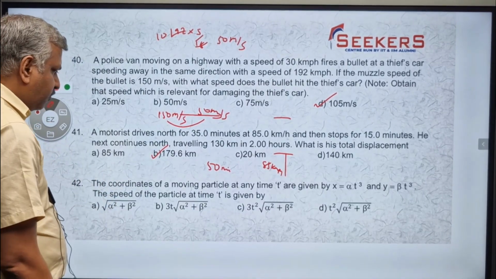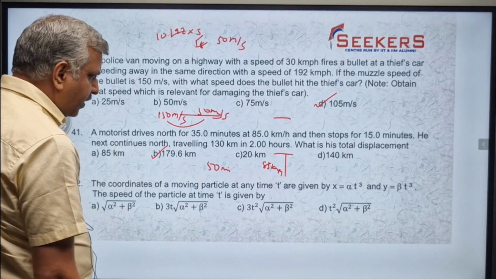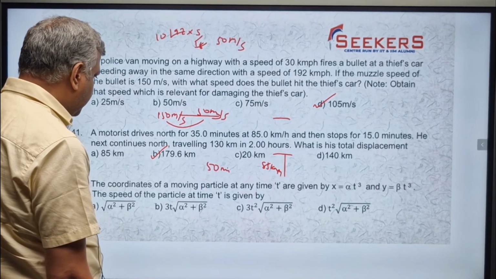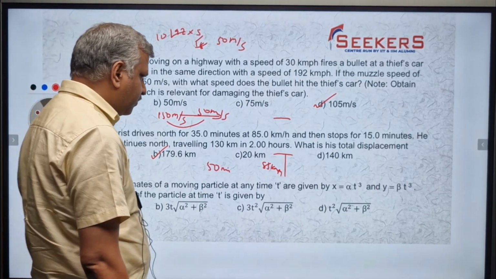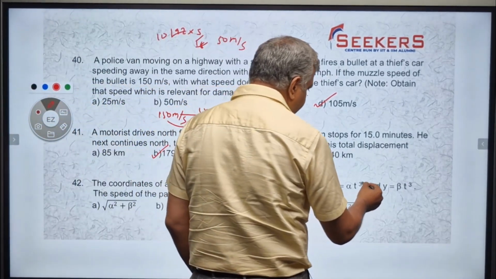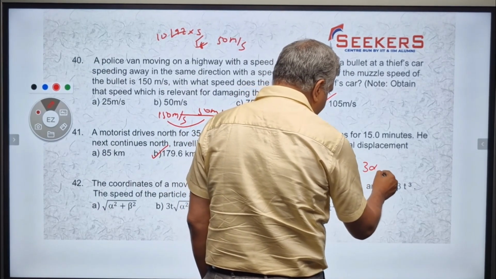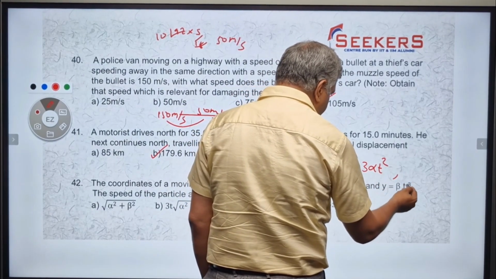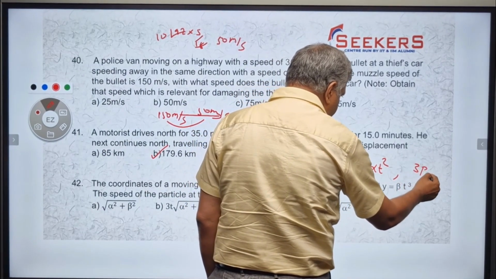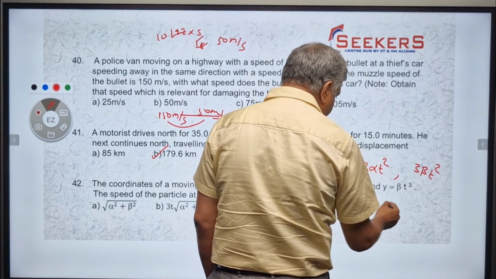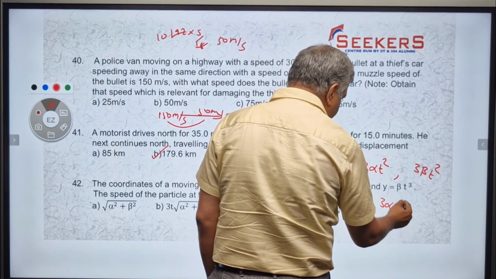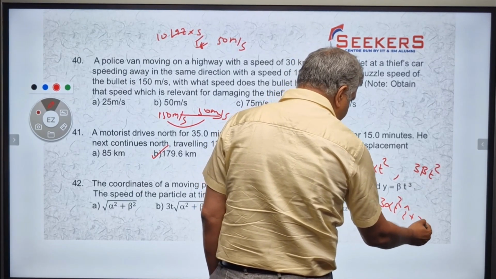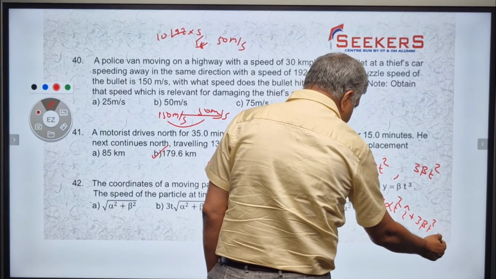The coordinates of a moving particle at any time t are given by this and this. The speed of the particle at time t is given by. So understand that dx by dt will give you 3 times alpha t squared, and dy by dt will give you 3 times beta t squared. So I can say the velocity is 3 alpha t squared i cap plus 3 beta t squared j cap.